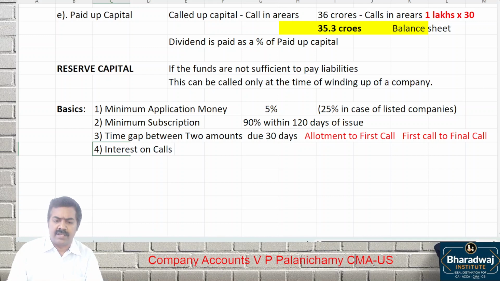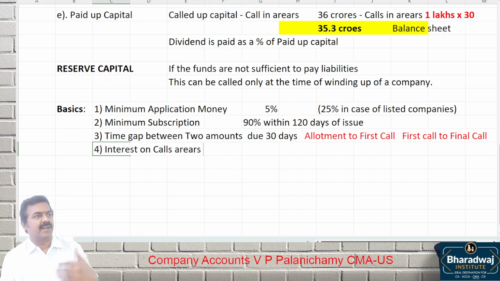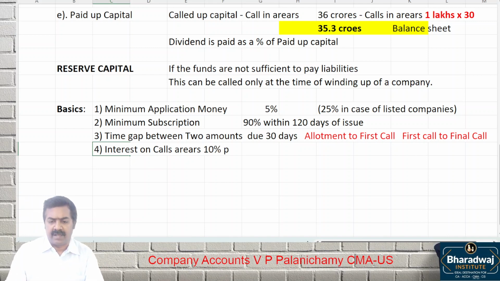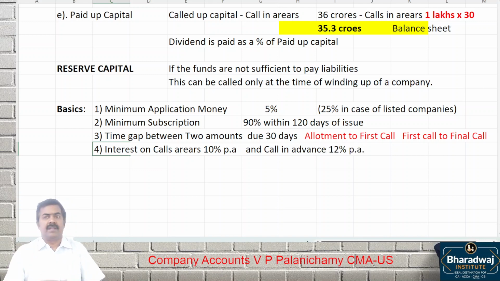Interest on calls in arrears. What do you mean by calls in arrears? Money is due, but the shareholder is not paying. Delayed payment, 10% per annum. And calls in advance. As per articles, if advance is allowed to collect, you pay 12% per annum.